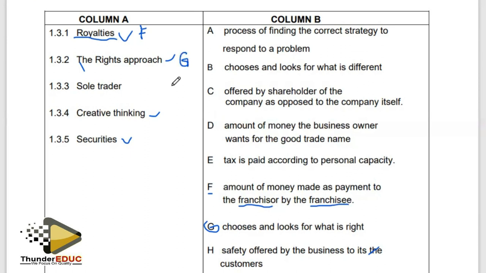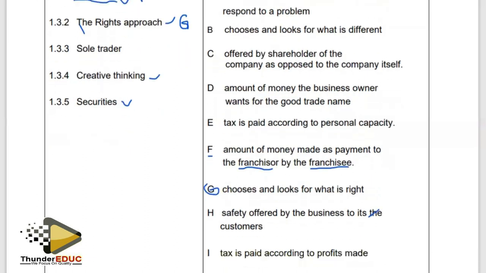Okay, let's look at a sole trader. A sole trader is a person who starts a business alone. He owns it. He faces all the liabilities of the business. A sole trader business is easy to operate, that is, in terms of management. Decisions are made alone by the single person who owns the business.